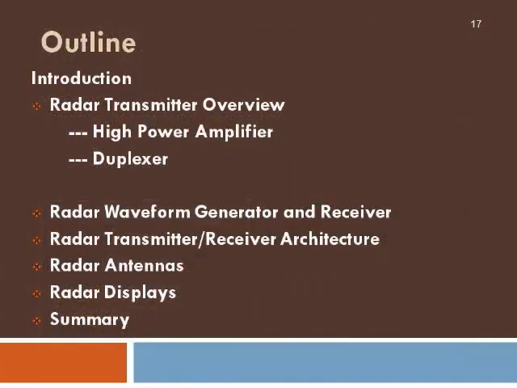Here we are going to see what is a duplexer and what is its job and what are the other issues concerned with it. So before we go into that, let us see what is the requirement or what is the necessity to go for a duplexer.